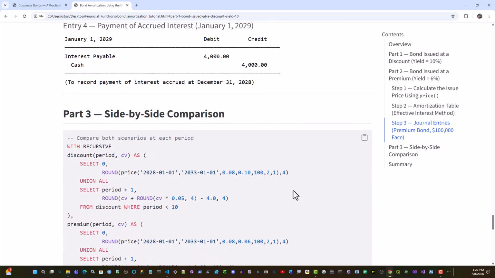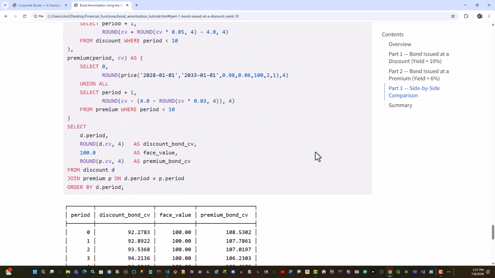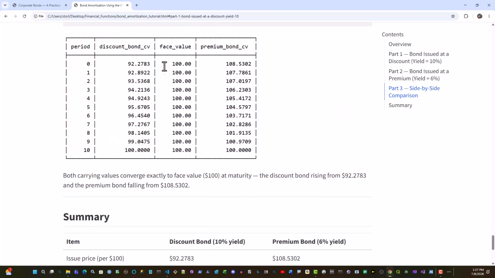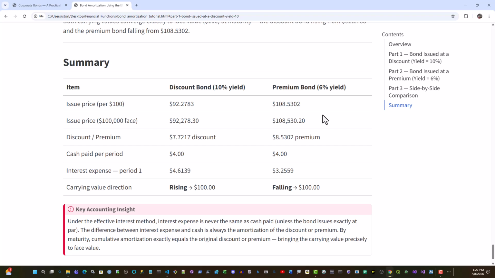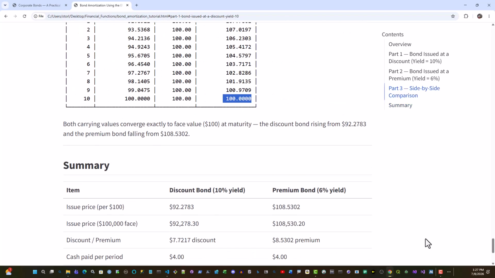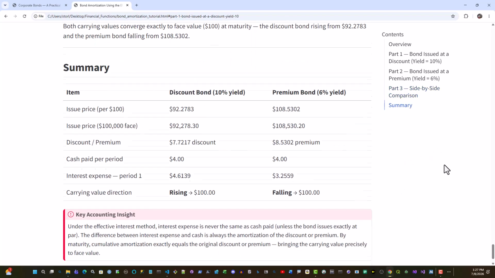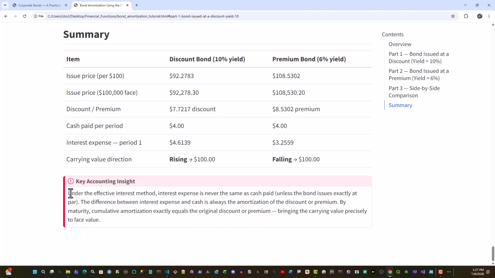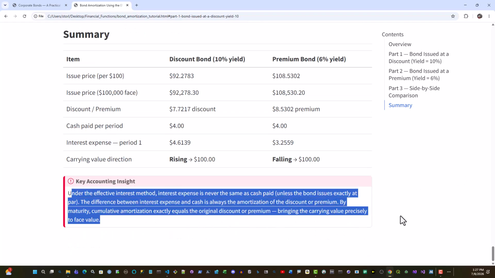Okay, and then you can compare it side by side. The only difference is that here is the face value, here is the premium starting point, and here is the discount starting point. But when it's all said and done, you're working your way up to 100,000 here. You're working your way down to 100, I should say, instead of 100,000. That's how the amortization of bonds using discount and premium works, and that's based on generally accepted accounting principles.